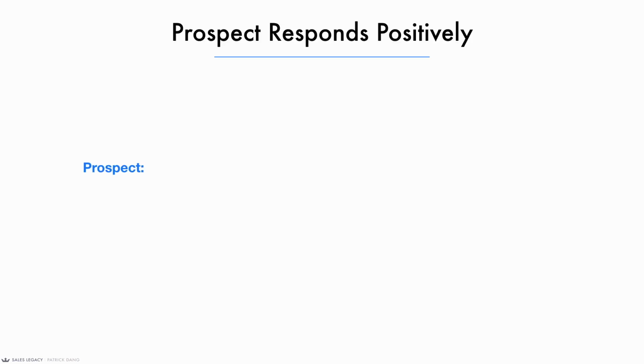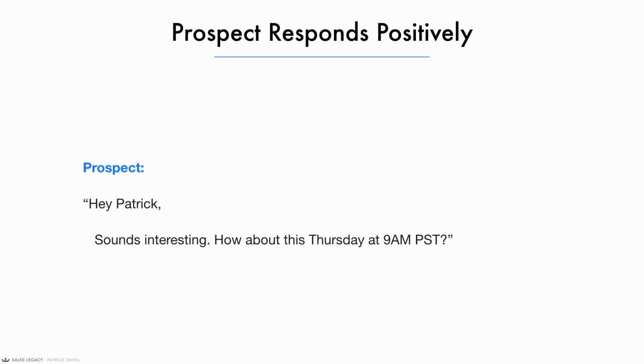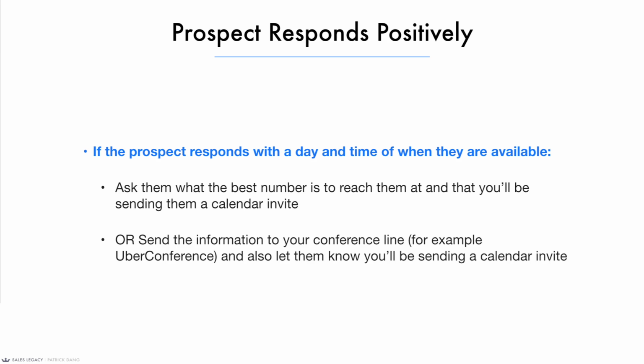You sent your emails. What happens now? Well, when somebody responds positively, they might say something like, hey, Patrick, sounds interesting. How about Thursday, 9 a.m. PST? So in this situation, if the prospect responds with the day and time, like I just showed you, of when they are available, you want to ask them what the best number is to reach them at so that you can actually call them during that time and then send a calendar invite. Or you can send the information to your conference line.